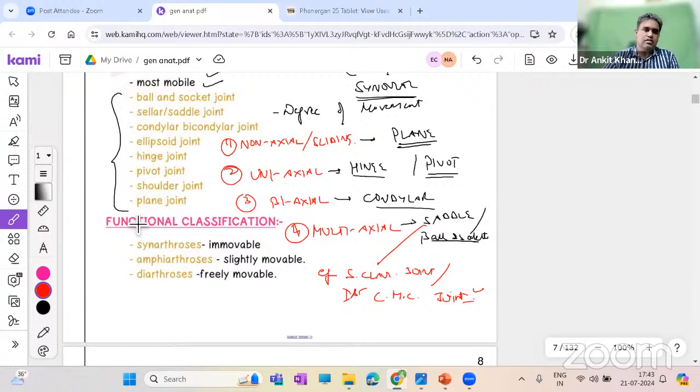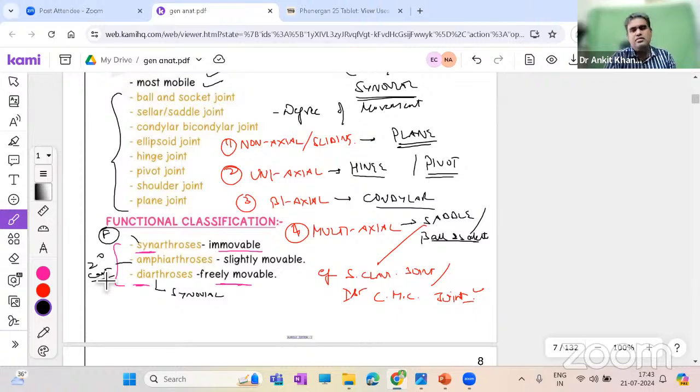Then let us see the functional classification given over here. Synarthrosis: syn means fused, so it is immobile. Dia means separate, so they are freely mobile. So which joints will come under diarthrosis? Synovial joints. Synarthrosis will basically be fibrous joints. Amphiarthrosis has somewhat movement, the secondary cartilaginous joints. So synarthrosis, syn means fused. The joint is fused, so it will not be able to move, so it is your fibrous joint.